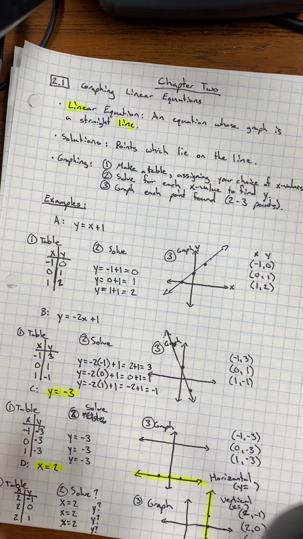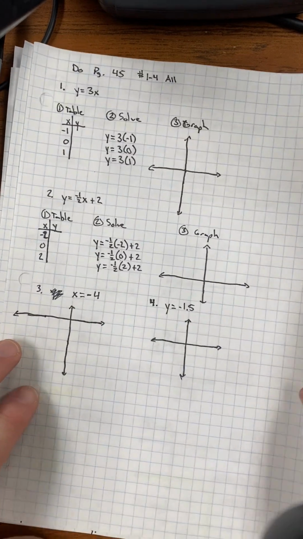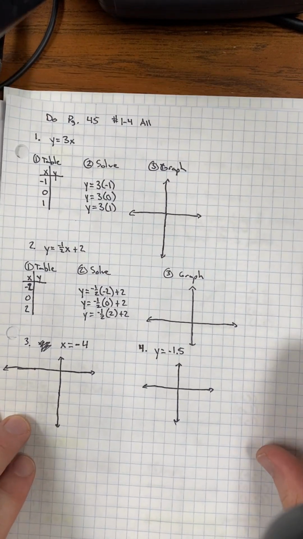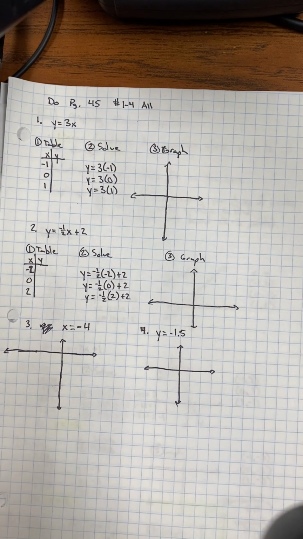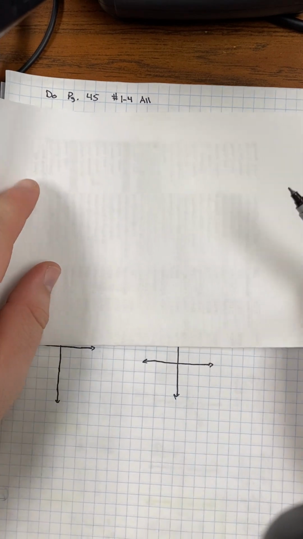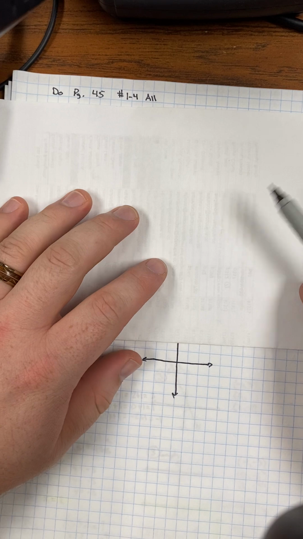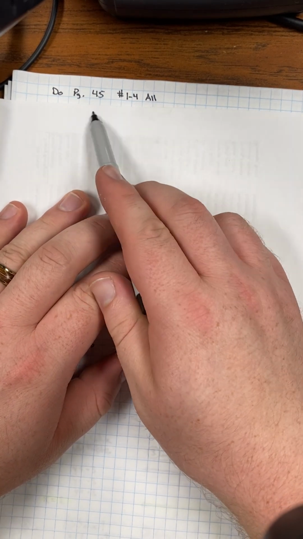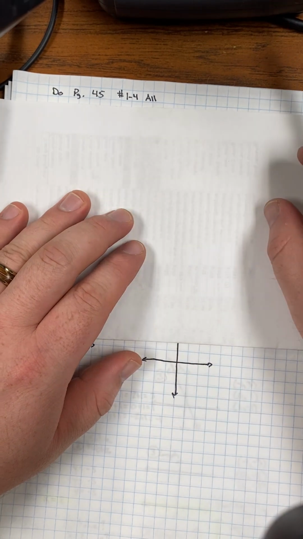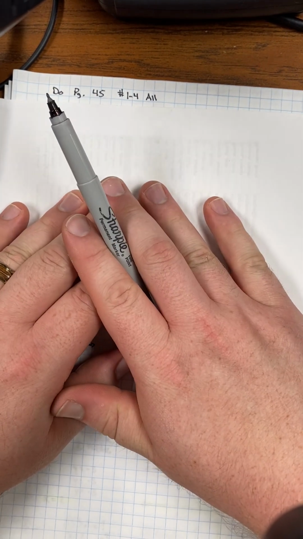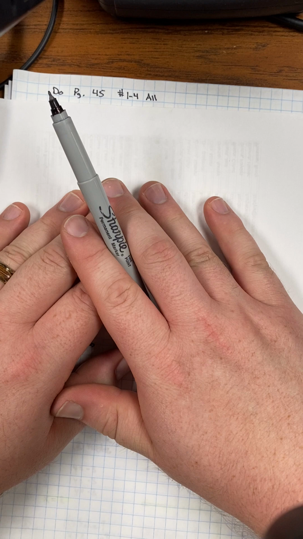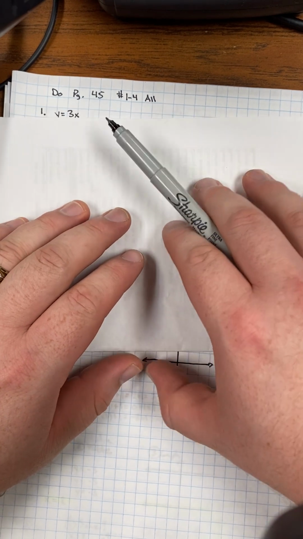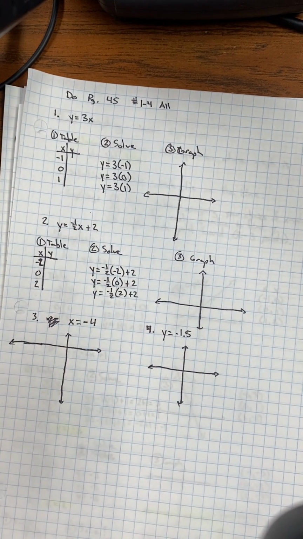Now I want you to go ahead and do these problems right here in your book. So I'll go ahead and hide the work so far and show you that I want you to do page 45, numbers 1 through 4 all. Go ahead and pause the video and then come back here when you're ready. All right, I've given you plenty of time. Let's go ahead and dive into the answers here.